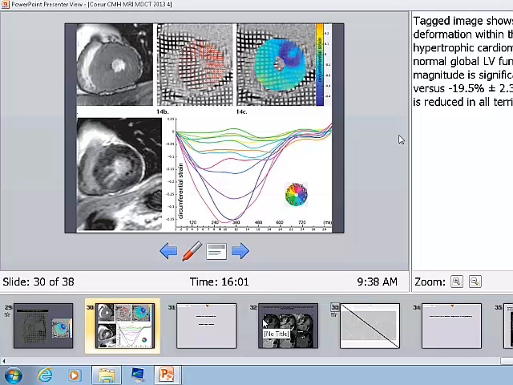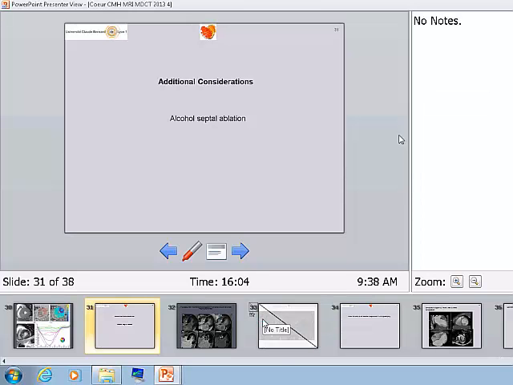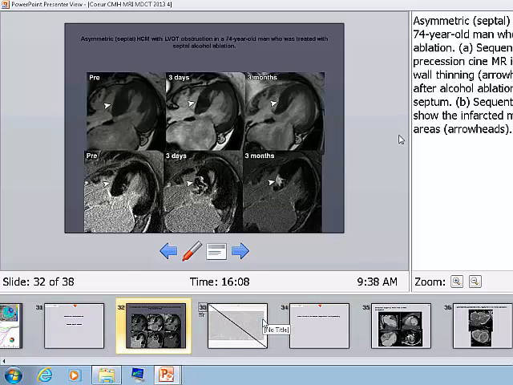What about additional considerations? Alcohol septal ablation, where you can see here before and after alcohol septal ablation the enhancement and the wall thinning. The enhancement corresponds to the necrosis, the therapeutic infarction induced by septal alcoholization, and the wall thinning of the septum.